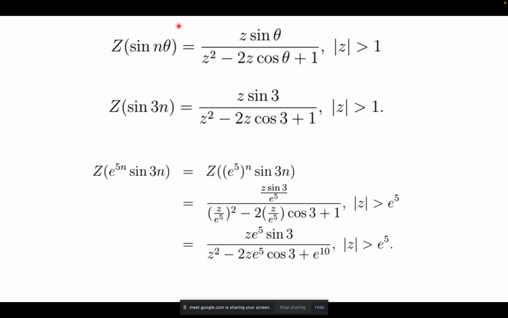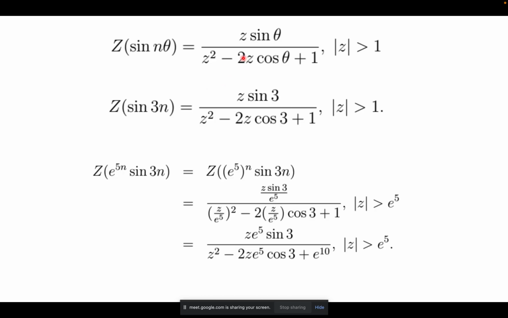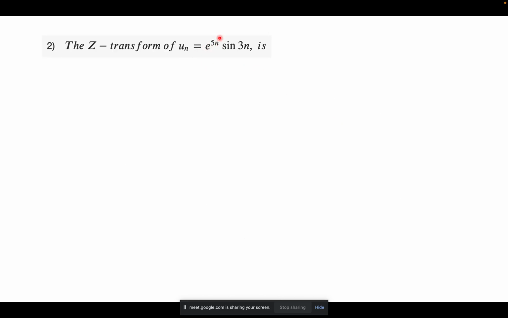Again, we already know the z transform of sin nθ, right? From the previous question, we know that it is z sin θ upon z² - 2z cos θ + 1, right? Now the question is asking sin 3n, so I replace θ by 3. If I calculate the z transform of sin 3n by replacing θ by 3, I get z sin 3 upon z² - 2z cos 3 + 1, right? Now you have the z transform of sin 3n, and you need to calculate the z transform of e^(5n) times sin 3n.